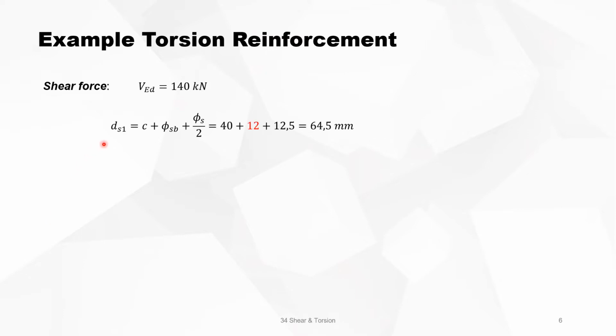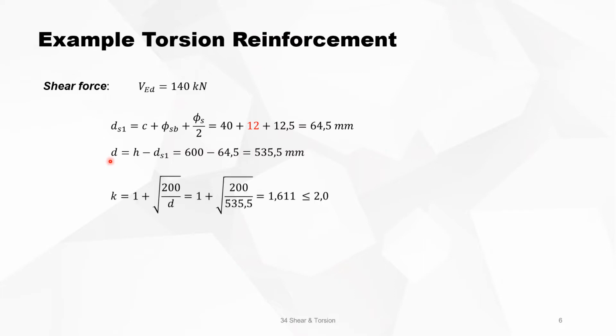The point of gravity of the shear force is 64.5 millimeters, but we need the diameter of the stirrup, which we are just looking for, because it's torsion and shear force together. Instead of taking diameter 8 or 10, we will take our first gamble as diameter 12. So with diameter 12, we have to check if this is okay. It's 46.5, so the effective depth of the section is 535.5.